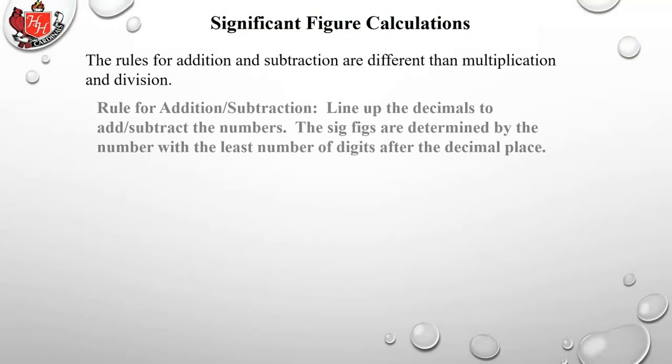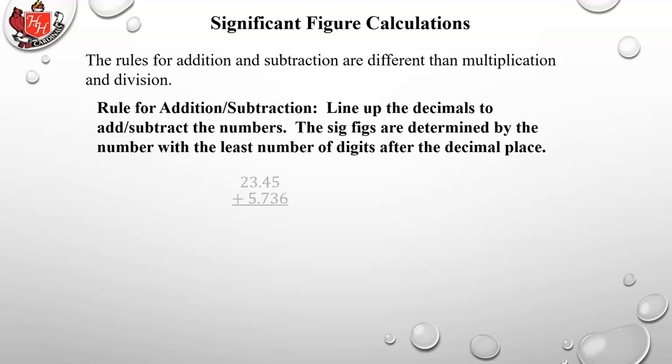Okay, you're almost never going to add or subtract using significant figures, but the rules are, for adding and subtracting, you line up the decimals. You always have to do that when you add or subtract. And then you do your addition or subtraction. The sig figs are determined by the number with the least number of digits after the decimal. So it's a different way to do it, but you end up pretty much with the same number of sig figs. So there, we're going to add those two numbers.